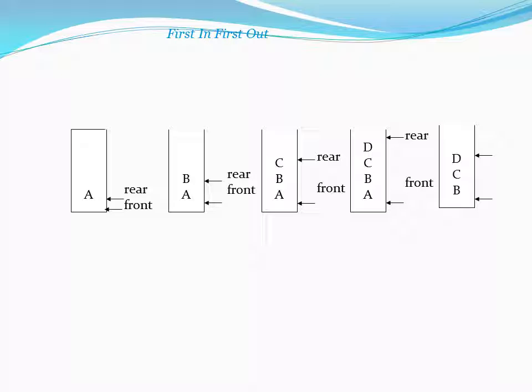While performing the insertion operation, we need to increase the rear value. While performing the deletion operation, we need to increase the front value. So this is the scenario. Here you can see, first we have inserted A. While inserting A, we need to increase the rear value. Then we need to insert B, and after inserting B, we again increase the rear value. But front must always point to the first position while performing insertion. While performing deletion, rear must remain the same and the front value changes. This is the scenario regarding the queue.